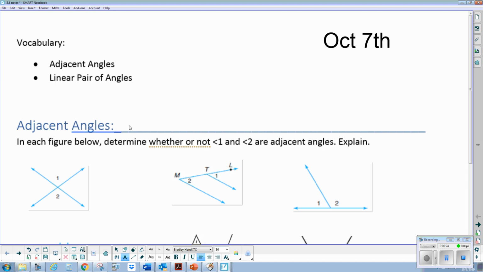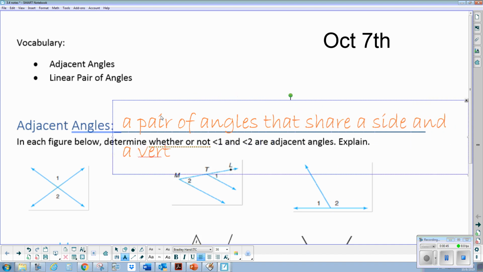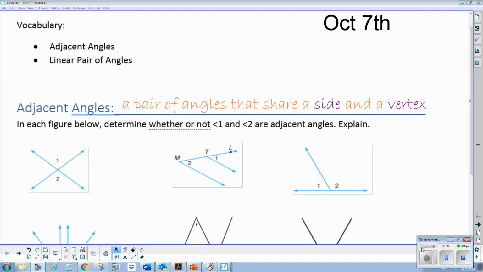First, let's define adjacent angles. We don't actually have a formal definition for this yet, but we have just used it in our definition for linear pair. So let's go ahead and define adjacent angles. It is a pair of angles that share both a side and a vertex. In adjacent angles, both of those two things have to be true. So let's look at these examples.